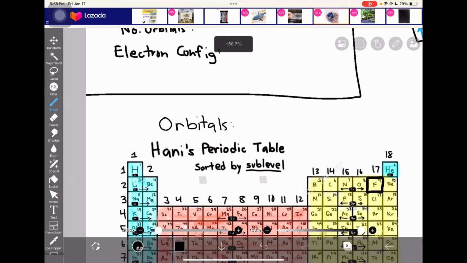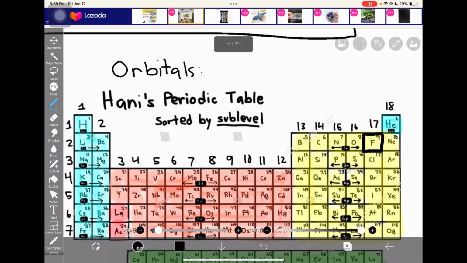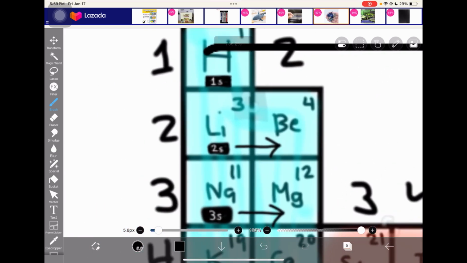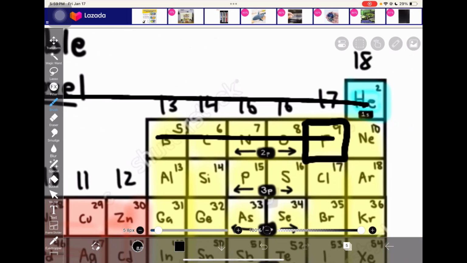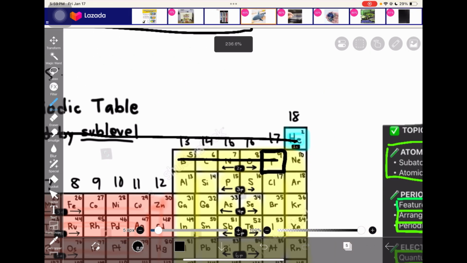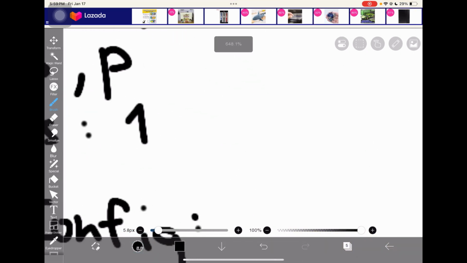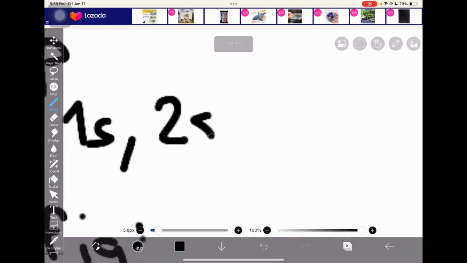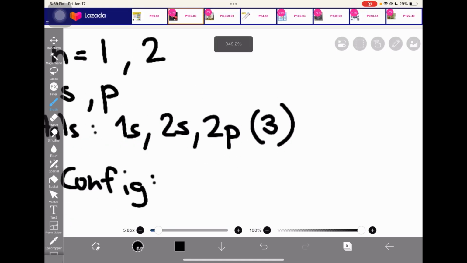Now let's count the orbitals. We have to pay attention now to the letters. So we got 1s. Zooming in, this is a different 2s. And zooming in until we get here, 2p. So we got 1s, 2s, and 2p for a total of 3 orbitals.